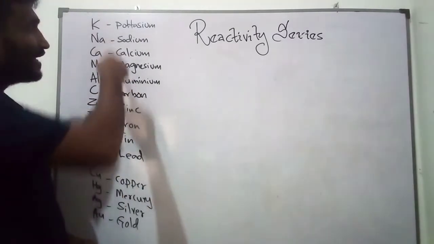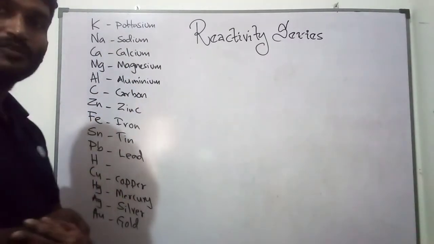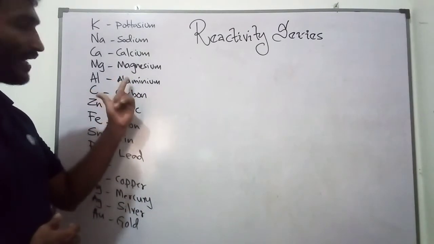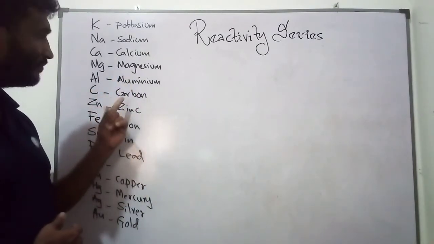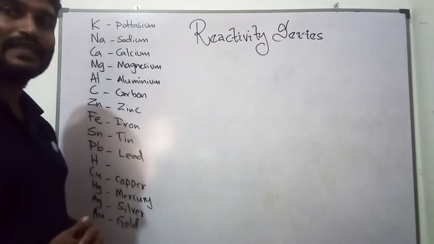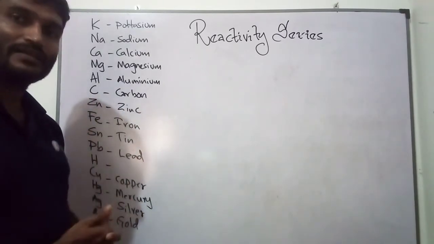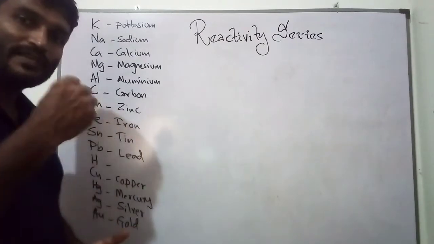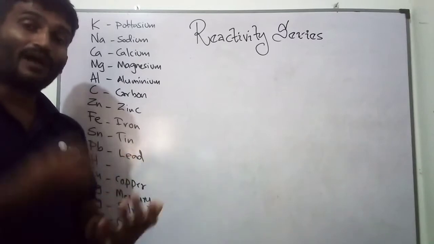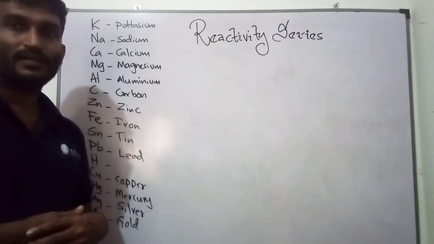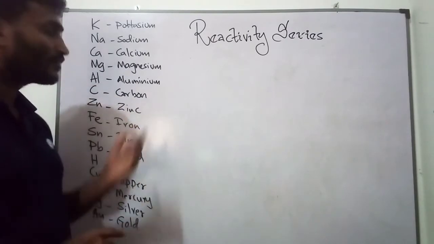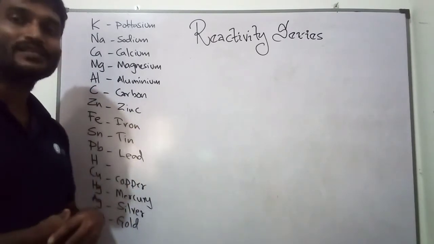Hope you can see that potassium is the most reactive metal, then sodium, calcium, magnesium, aluminium, carbon, zinc. We included carbon there because when we extract metals, sometimes we use carbon as a reducing agent. That means carbon can displace those metals, so those metals are less reactive than carbon. So we can include carbon in the reactivity series also.